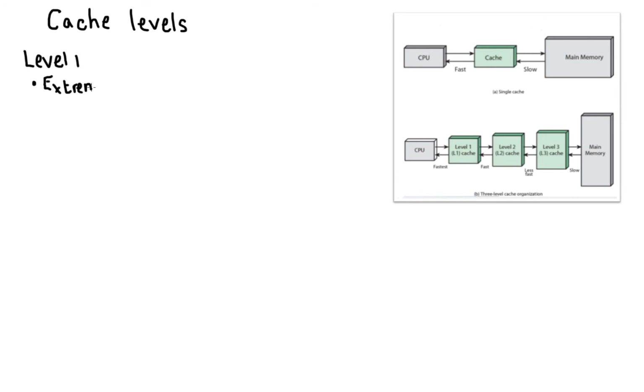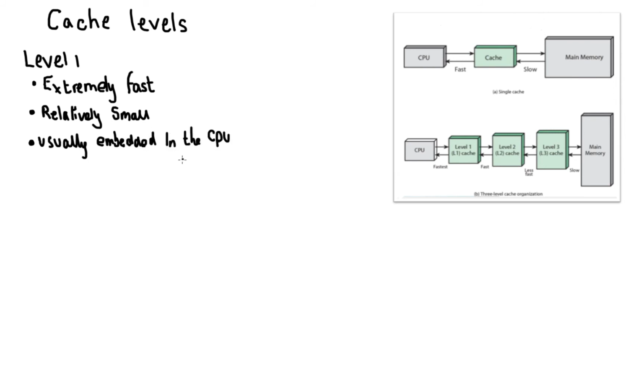So what interests me is the second diagram. So let's talk about the cache levels. On level 1, we've got extremely fast, relatively small memory. It's usually embedded into the CPU. By keeping the physical distance very short, it means there's less distance to travel between the cache and the CPU, therefore speeding up the process.